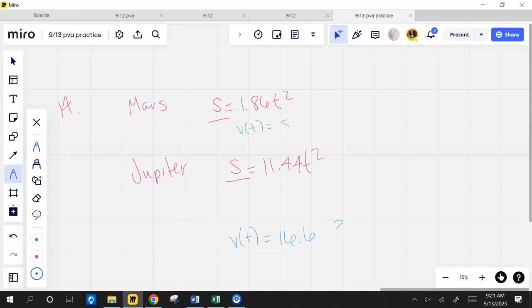Velocity here would be the derivative of the position function. So 1.86 times 2, which is 3.72t. So the question is, when is velocity 16.6? Not s, no, s is position. You set velocity equal to 16.6, because when does that happen? When means I need a t.